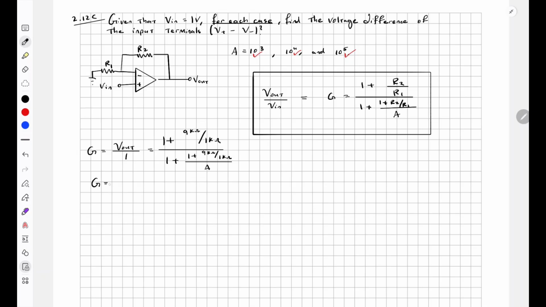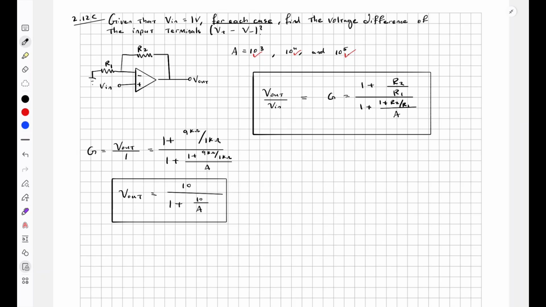Let's solve for that. Now the gain, which is equal to V out divided by 1, is just V out, which is equal to 1 plus, now the kilo ohms cancel, so it becomes 1 plus 9, which totals 10 in the numerator. The denominator becomes 1 plus 10 divided by A. So this is the equation for V out. I will save this equation and use it in a little bit.